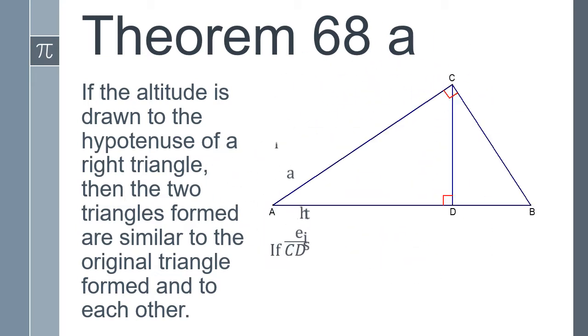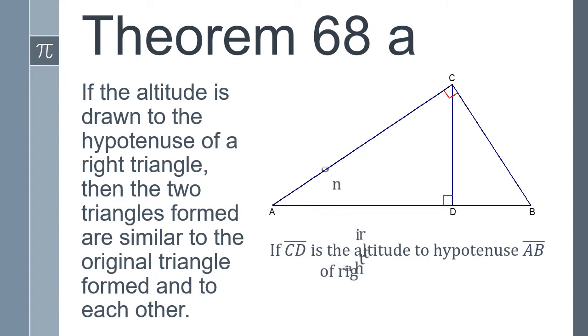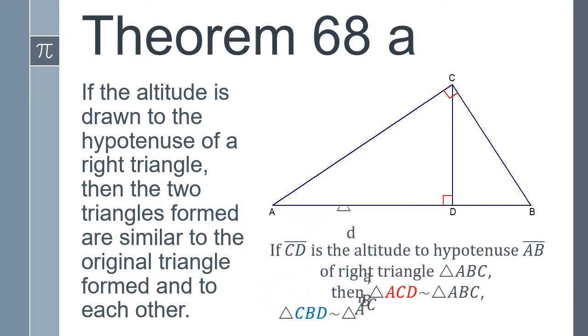Okay, so if the altitude is drawn to the hypotenuse of a right triangle, then the two triangles formed are similar to the original triangle formed and to each other. So in our drawing here, if segment CD is the altitude to hypotenuse segment AB of right triangle ABC, then triangle ACD is similar to triangle ABC, triangle CBD is similar to triangle ABC, and triangle ACD is similar to triangle CBD. And then we could make that a big transitive thing, right? We could say that triangle ABC is similar to triangle CBD is similar to triangle ACD.